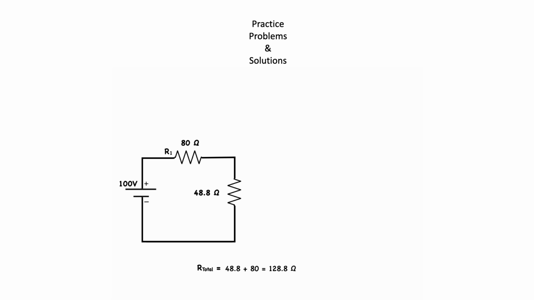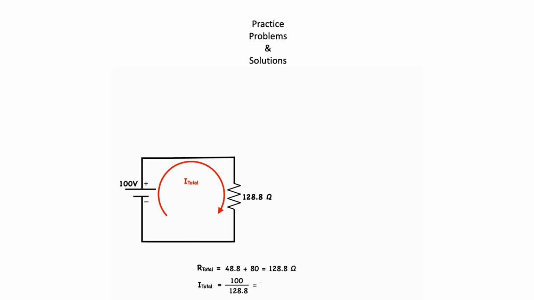The equivalent circuit now will look like this. The total current supplied to the load is given by Ohm's law, voltage over resistance, which is 100 divided by 128.8, equaling 776 milliamps.